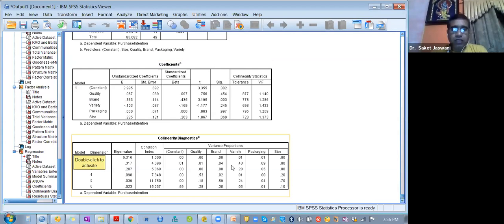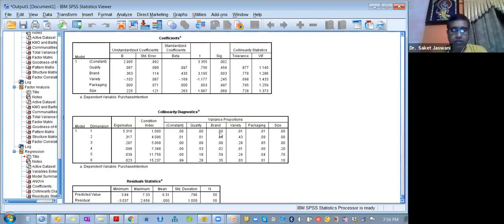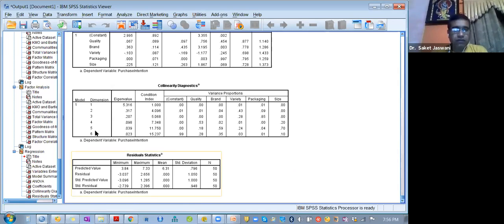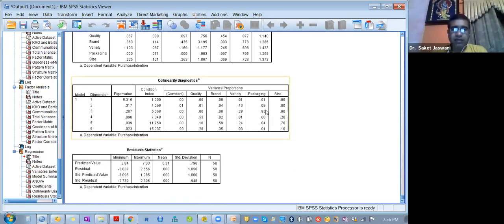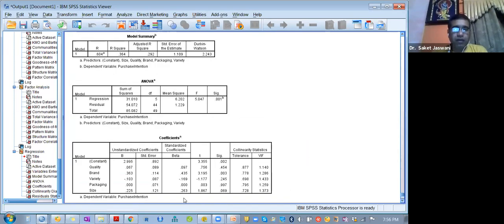You can also see the collinearity diagnostics for multicollinearity. Sir, do we need to mind the standardized coefficients also, sir? No, the standardized coefficients are not needed. Only the beta values of the unstandardized coefficients are important to check the impact, the strength of impact. Okay.